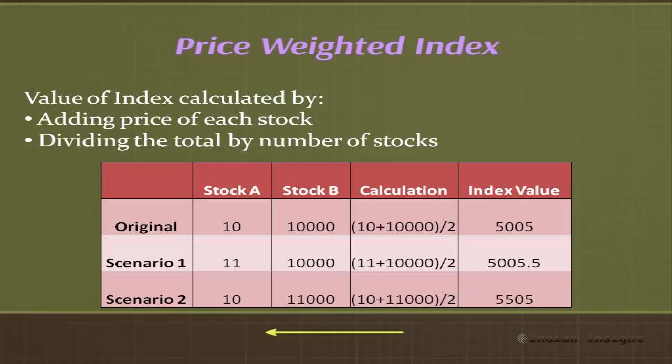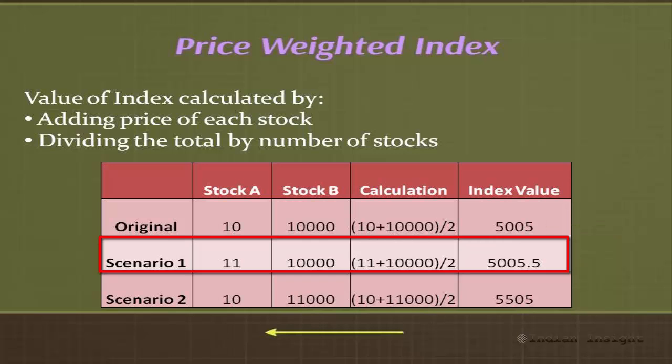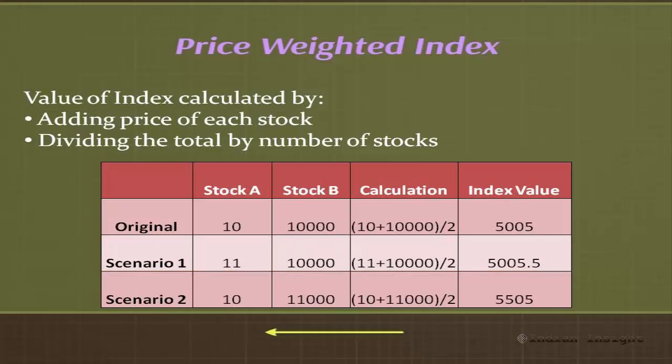So for example, if stock A is trading at 10 and another stock B is trading at 10,000, and let's assume these are the only two stocks in the index, the value of the index is 10 plus 10,000 and this sum divided by 2, so the value of index will be 5005. Now if only stock A were to move by 10% while stock B remains unchanged, new value of the index would be 11 plus 10,000 and dividing this sum by 2, so the new value of the index would be 5005.5. On the other hand, if stock A remains unchanged while the price of stock B moves by 10%, the new value of the index would be 5505.